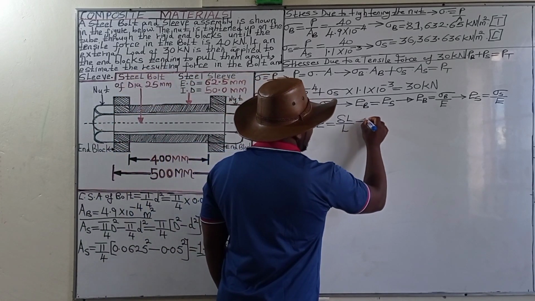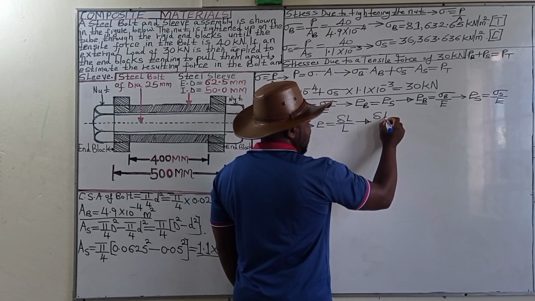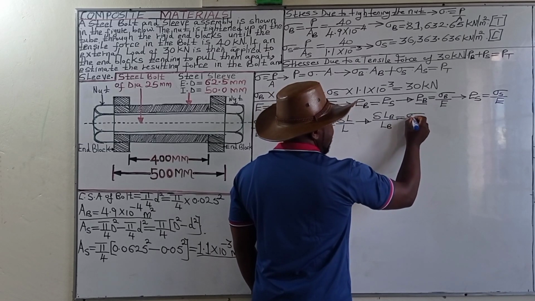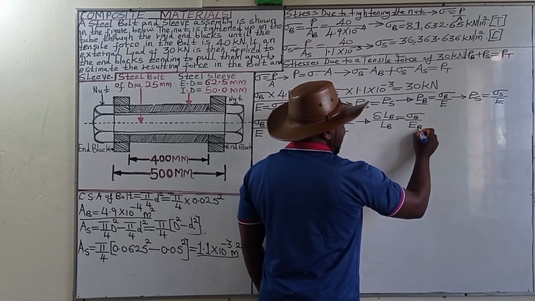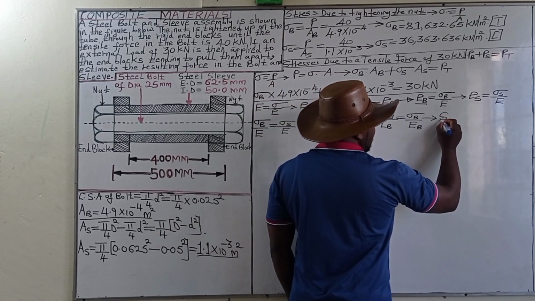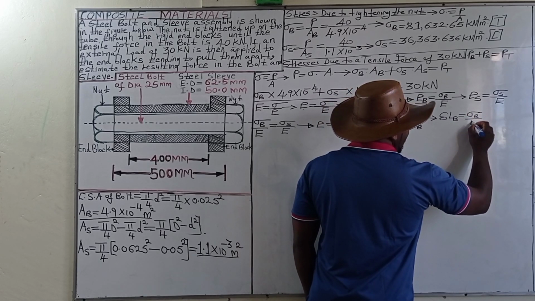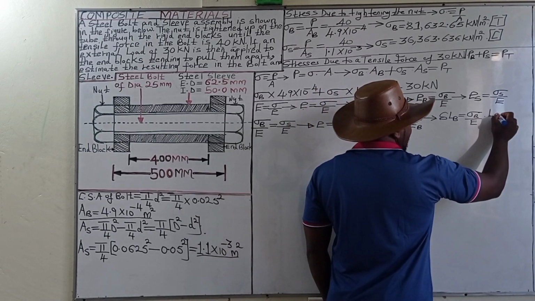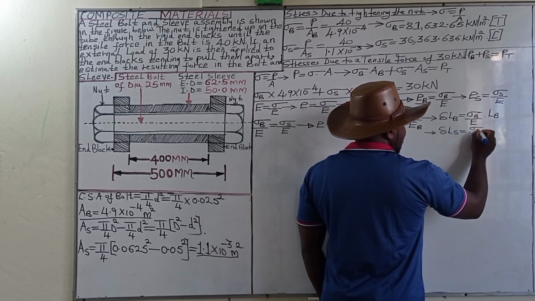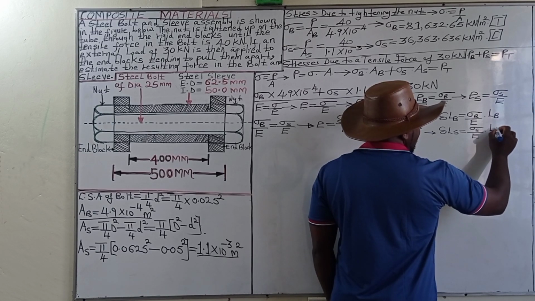And therefore, we can say this. The strain in the bolt will be given by the change in length of the bolt divided by the original length of the bolt, which will be equal to the stress in the bolt divided by the Young's modulus of elasticity of the bolt. When you make change in length the subject, we are going to have this. Change in length in the bolt will be equal to the stress developed in the bolt divided by the Young's modulus of elasticity of steel multiplied by the length of the bolt. Likewise, the change in length in the steel sleeve will be given by the stress in the steel sleeve divided by the Young's modulus of elasticity of steel multiplied by the length of the steel sleeve.